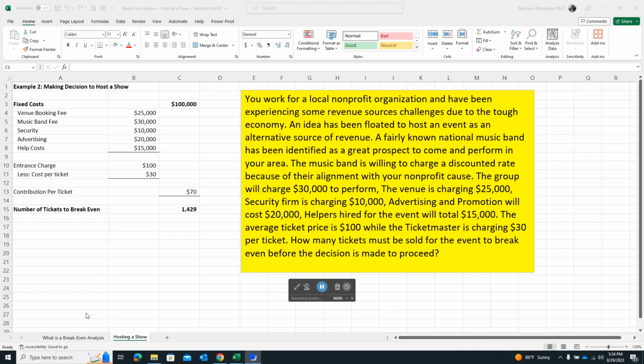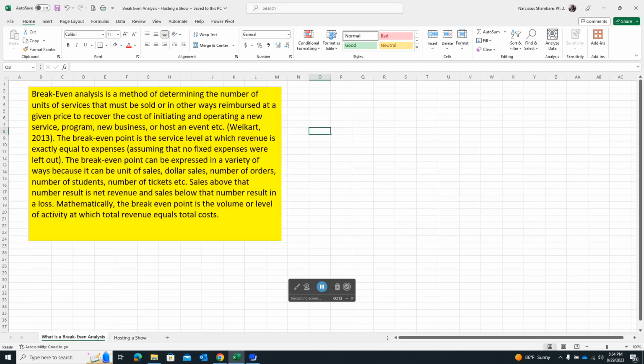Now, it's important to understand the working definition of a break-even analysis. It is a method of determining the number of units or products that must be sold, or in other words, reimbursed at a given price to recover the cost of initiating and operating a new service program, new business, or even to host an event. And in this particular case, we will be using the hosting of an event as one way of looking at it.